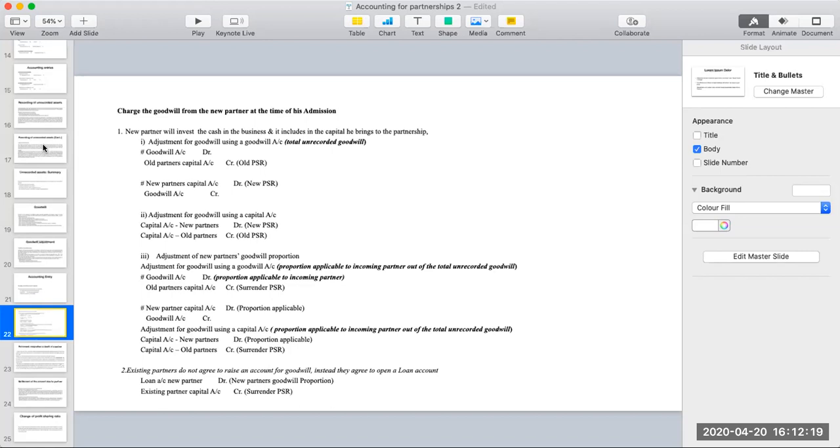Right. Here's a set of double entries. You can read it leisurely, but I will go through that and tell you what it is. This is the charge of the goodwill from the new partner at the time of his admission. Now, let's say a new partner is coming into the business and he invests cash to the business, and the amount that he invested includes this goodwill also.